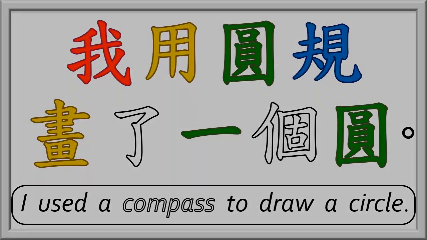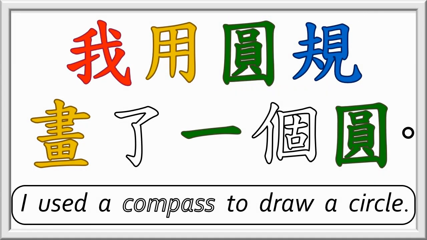Another very specific meaning is an instrument used to draw arcs and circles. In other words, a compass or a pair of compasses. That instrument in Chinese is called 圆规. Here's one easy example. 我用圆规画了一个圆. I used a compass to draw a circle.